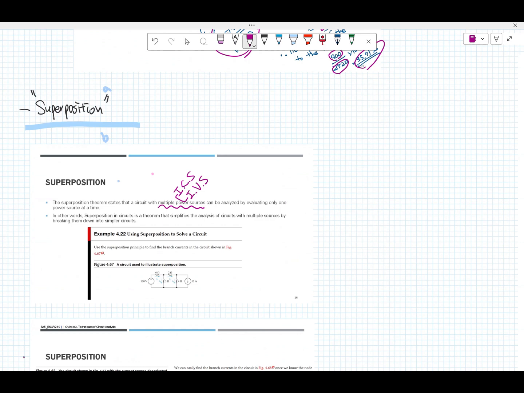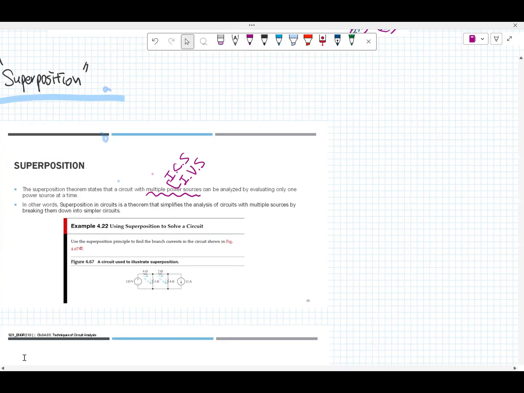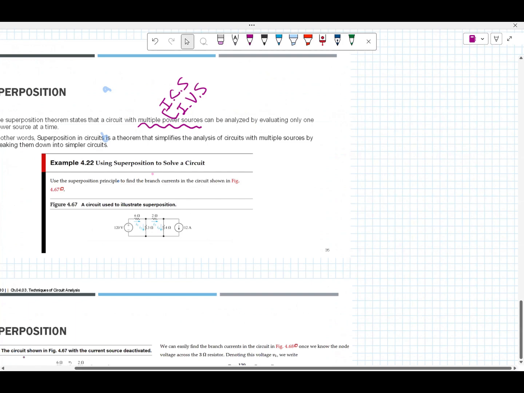can be analyzed by evaluating only one power source at a time. So in other words, superposition is a circuit theorem that simplifies analysis of circuits with multiple sources by breaking them down into simple circuits. So for example, from this circuit, they have the two independent sources.